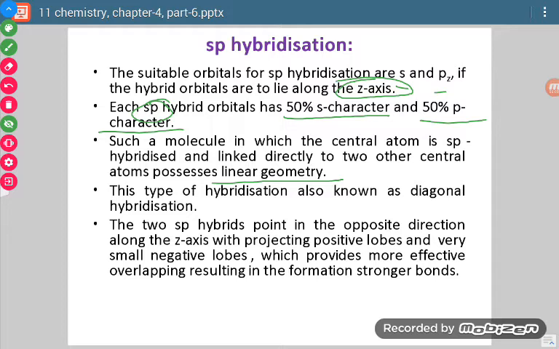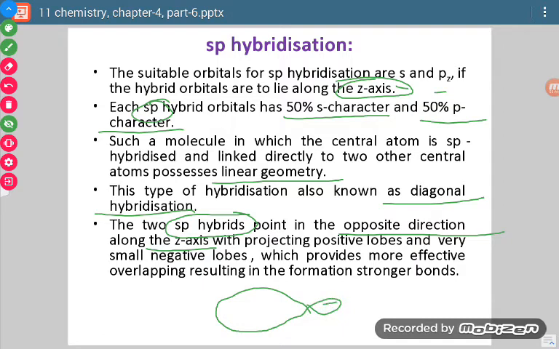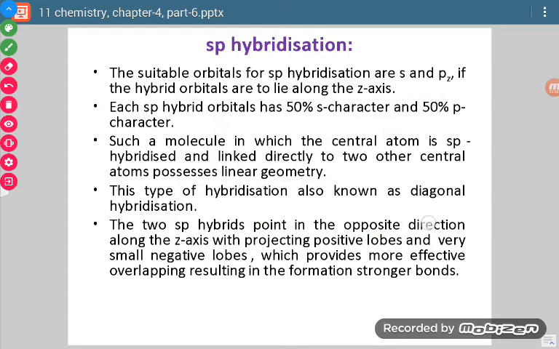This type of hybridization is also known as diagonal hybridization. The two sp hybrids, meaning two sp hybridized orbitals, point in opposite directions along the z-axis, projecting positive loops and very small negative loops. So see, this is the shape of one hybridized orbital. This is the negative loop and this is the positive loop. So these are directed in opposite directions.